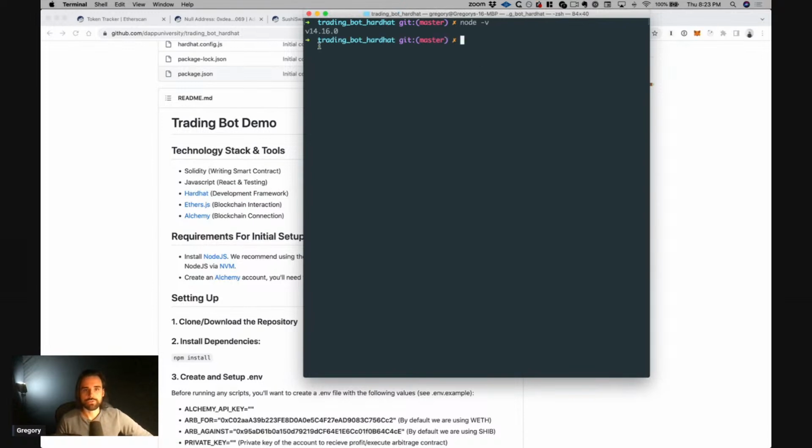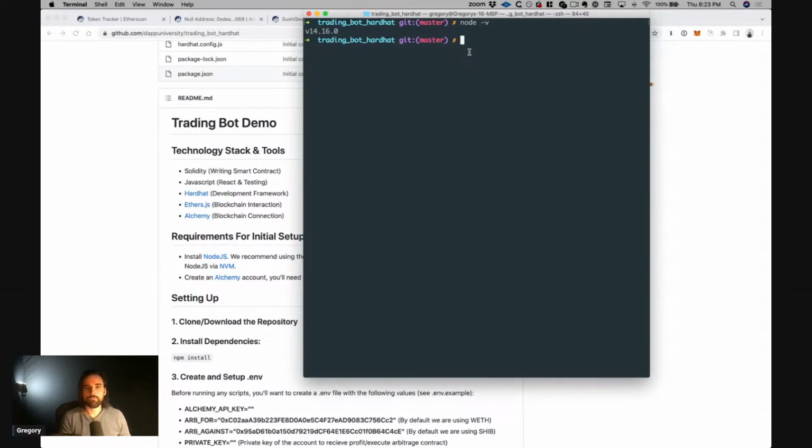All right, I'm using Node version 14.16.0. I believe we've also tested this on Node version 16 and Node version 18, but if you have any troubles at the end of the day, you could always use the exact same Node version that I'm using.